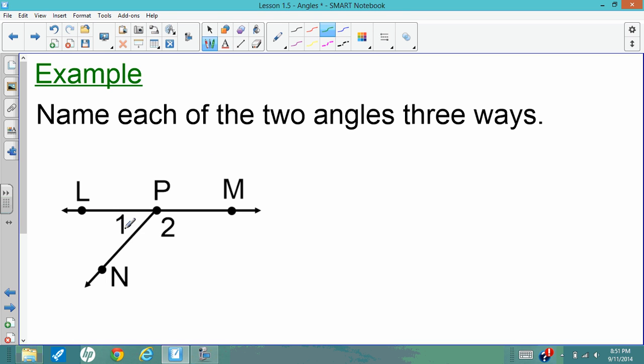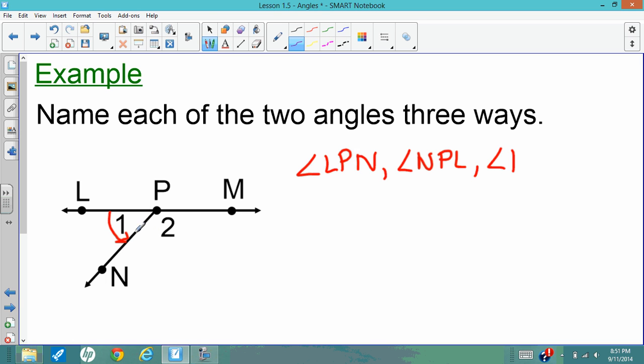So if we're going to name this angle over here, one way that we can show what angle we're talking about is by making a curve with an arrow on the end. I know I'm talking about this angle formed by ray PL and ray PN. I can name this angle LPN. I can also name it angle NPL. And it's labeled with a 1, so we can call it angle 1.